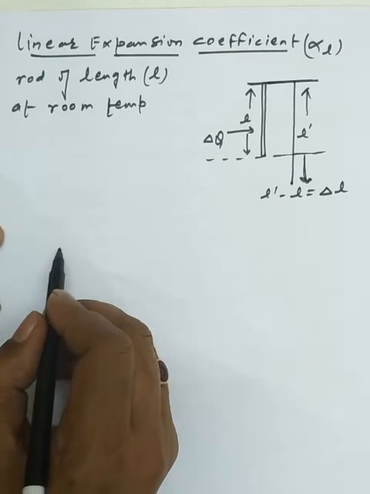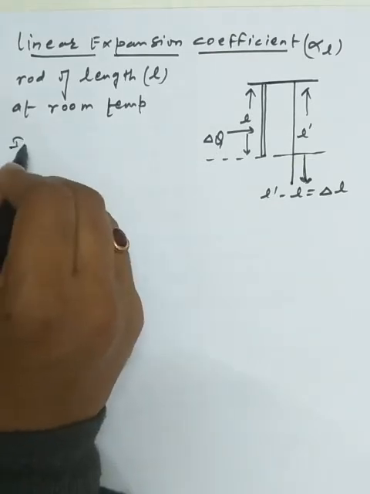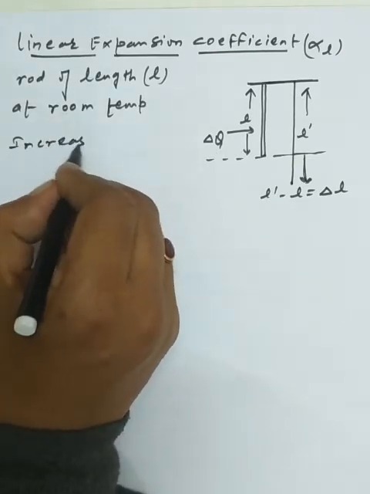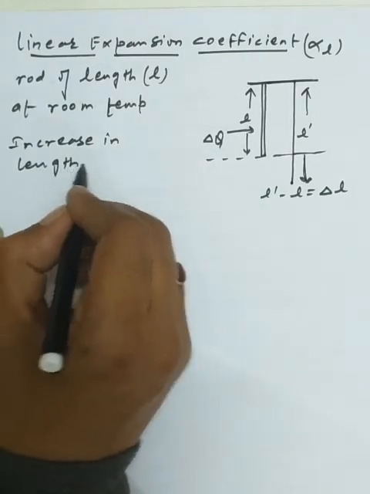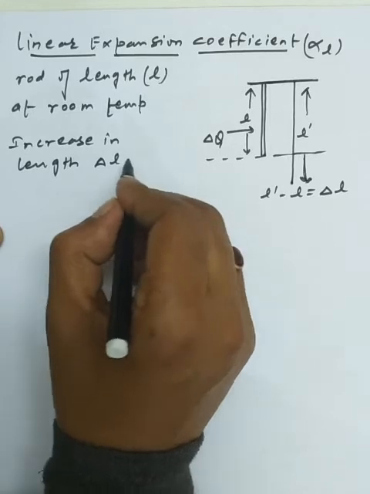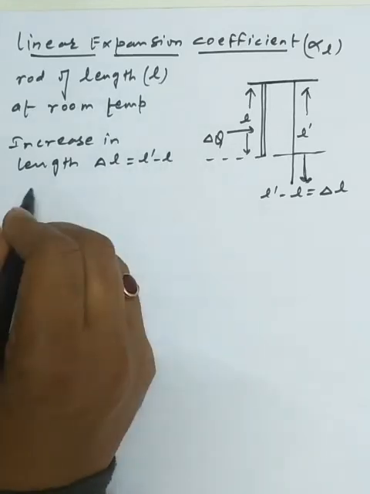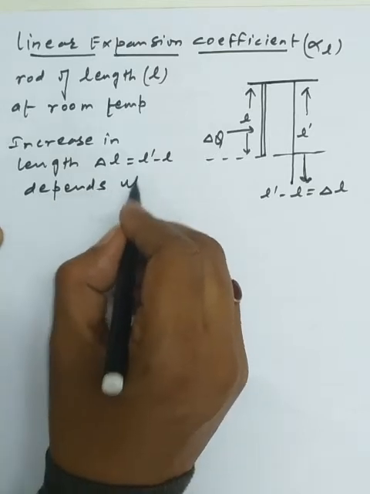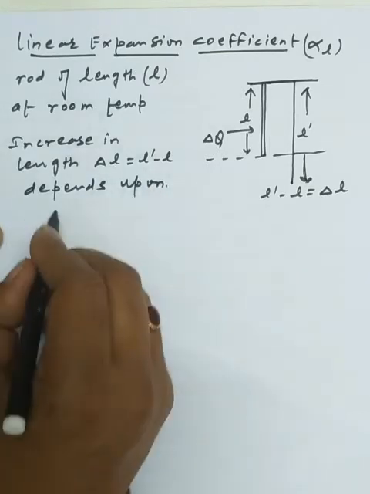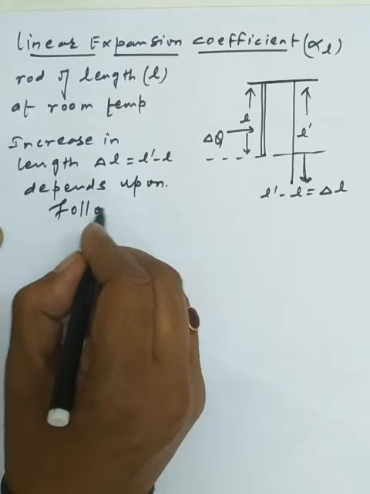Now the increase in length, that is delta L, which is L dash minus L, depends upon the following factors.